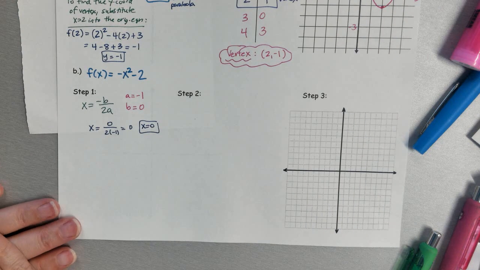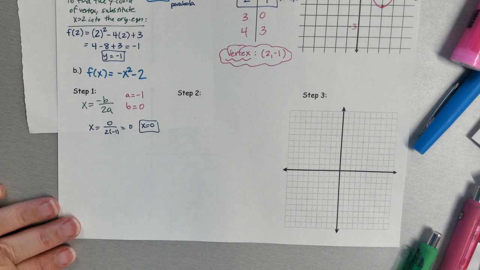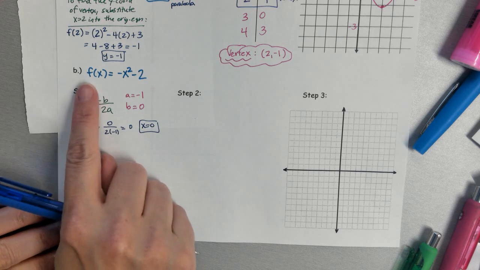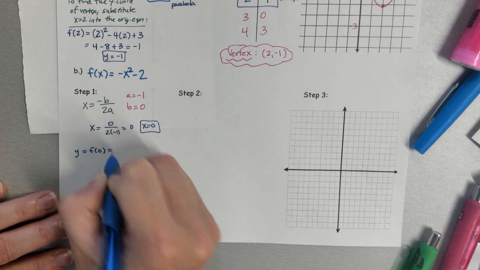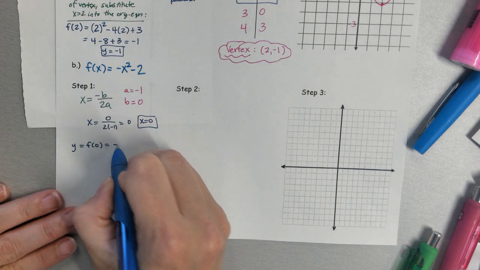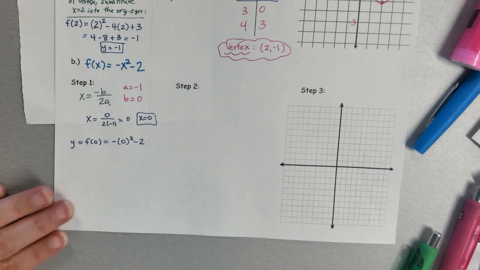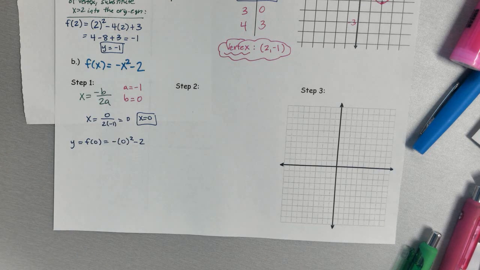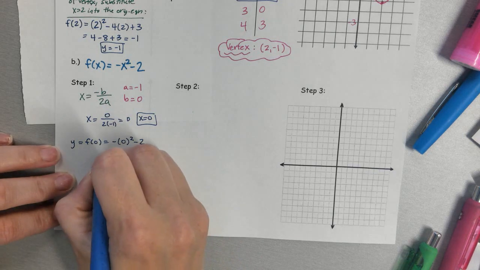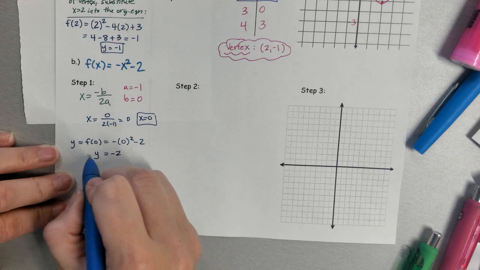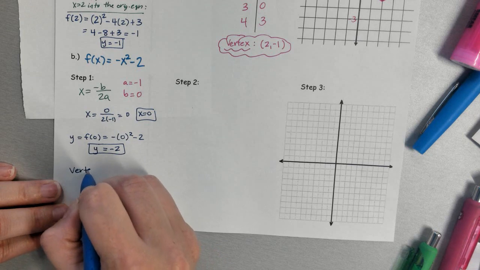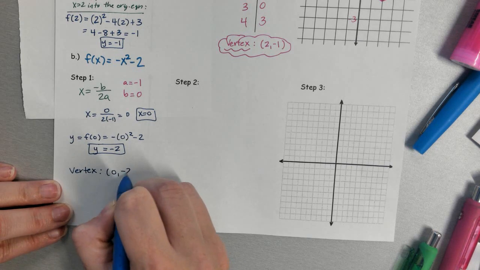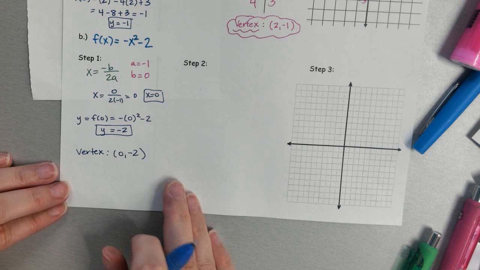And then I can find my y value just by plugging that into the function. Okay, so it's f of x equals, so y is f of 0. This would be -0 squared minus 2. Well, 0 squared is 0. If you apply the negative, it's still 0. 0 minus 2 is going to give you -2. So that's your y. And so your vertex is 0, -2. That's the center of your graph.